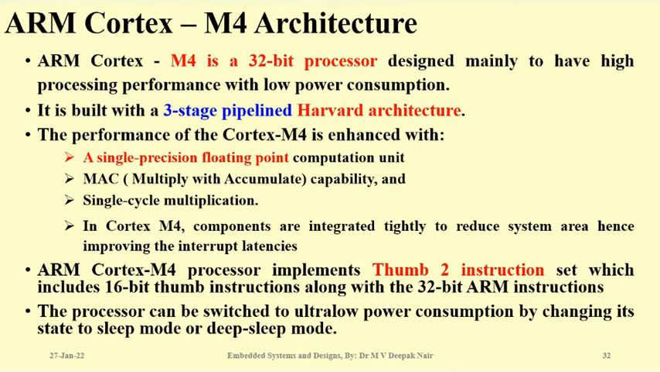Now it has got a MAC unit, which is multiply and accumulate. So in a single cycle itself, it can do the multiplication and store the result in the accumulator itself. When I'm saying single cycle, it is the clock cycle. And it is very tightly integrated. Tightly integrated means the components are very close to each other. What does that mean?